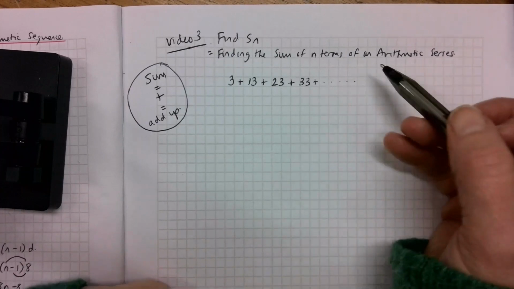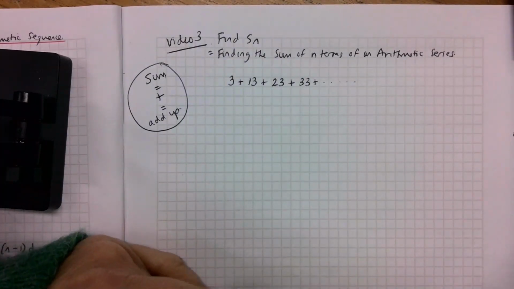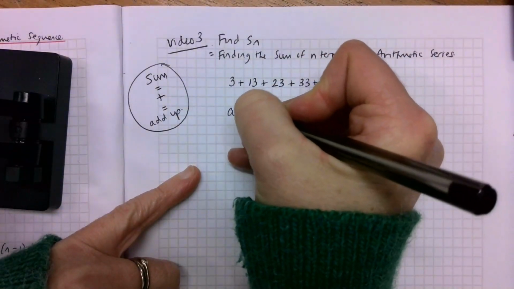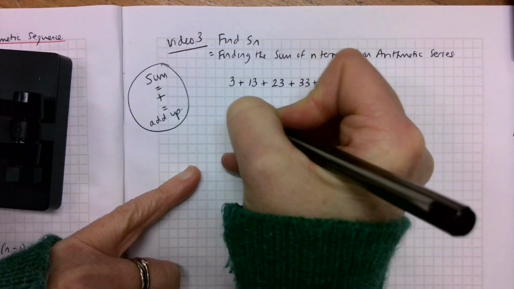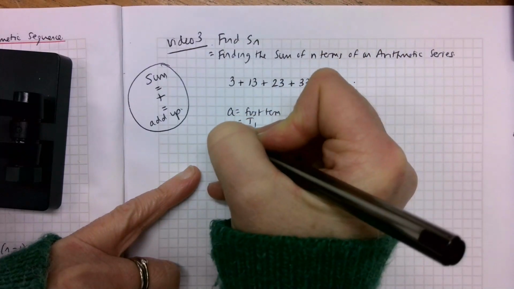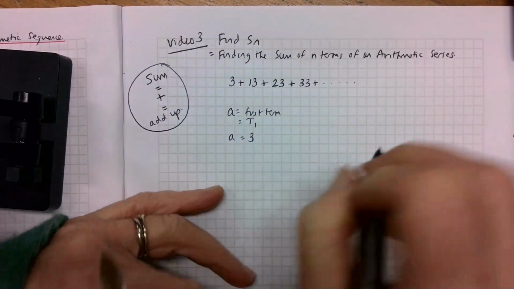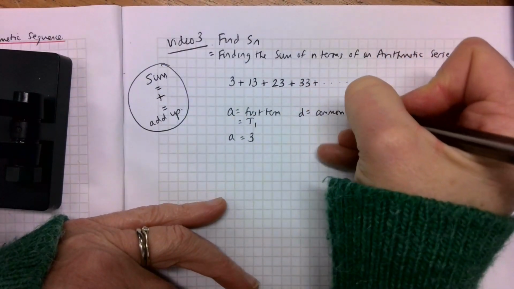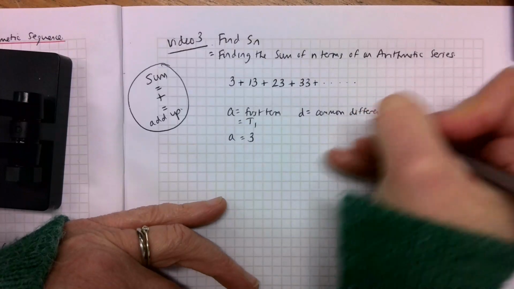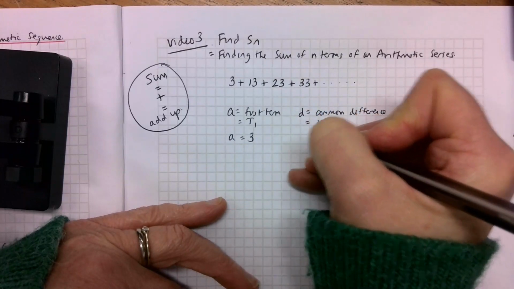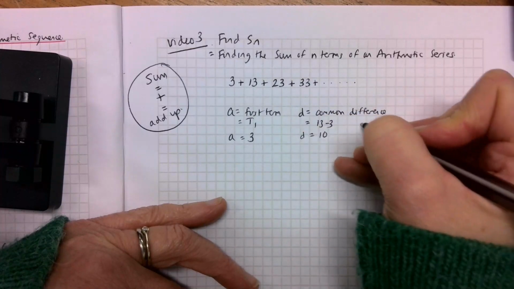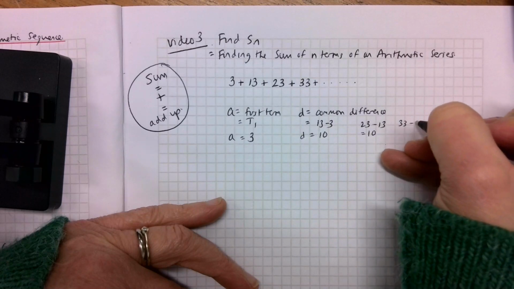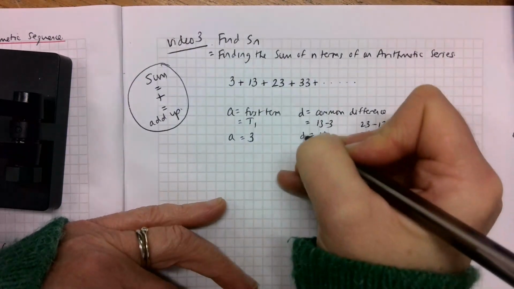You'll notice that this is a little bit different because although we still have an A, which is the starting term or the first term, or T1, which is 3 in this case, and we still have D, which is the difference between the terms, the common difference, which is the same between any consecutive terms, so 13 minus 3, which is 10, or if you notice that's the same as 23 minus 13, which is the same as 33 minus 23, which is 10. So the difference is 10.